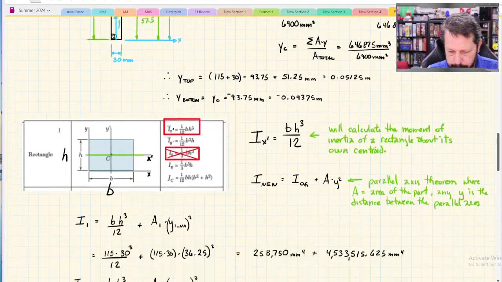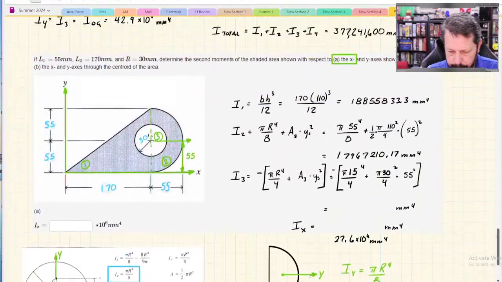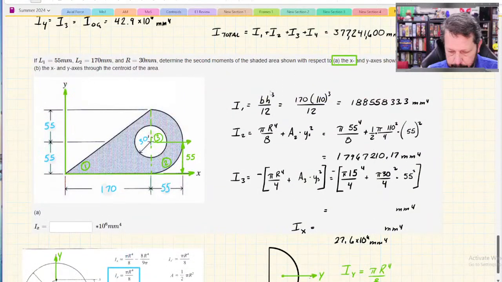Is 30 not the radius? No, 30 is not the radius. 30 is the... Oh, wait. No, that's the problem then. So I did it backwards. This is the problem. Good catch there. 30 is the radius, but over here I've used diameter, so that should be 60.